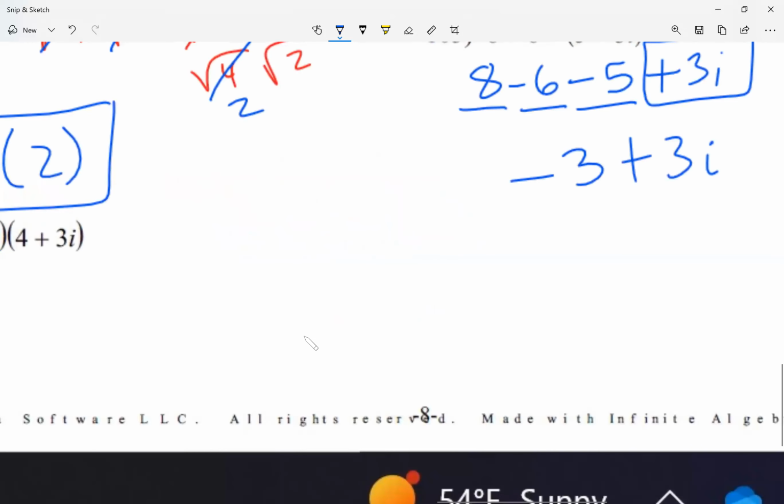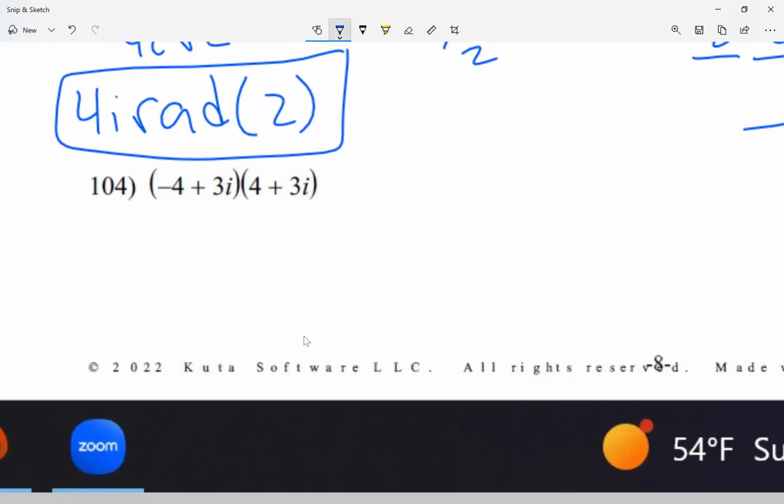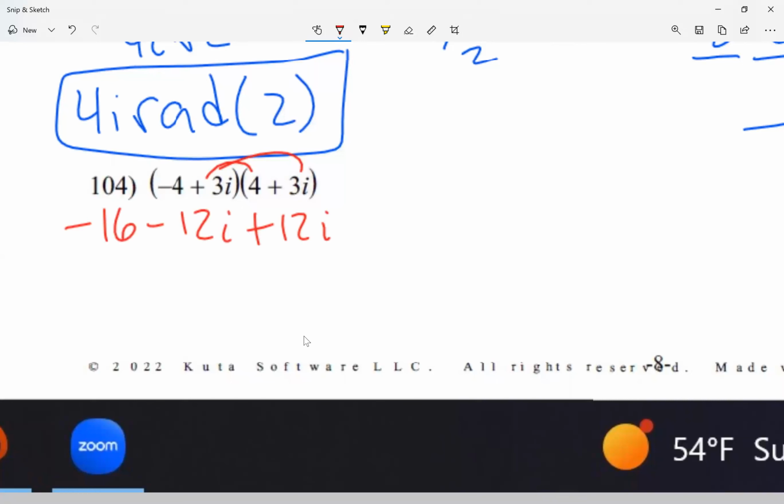Another thing that we learned is how to multiply these. So let me use red for work. Let me distribute the negative 4 to the second parentheses. That's going to give me negative 16 minus 12i. All right, now let me distribute the 3i to the second parentheses. That's going to give me plus 12i plus 9i to the second. Now, 9i squared, that's basically minus 9, because i to the second is negative 1. So that's what makes us change the sign.